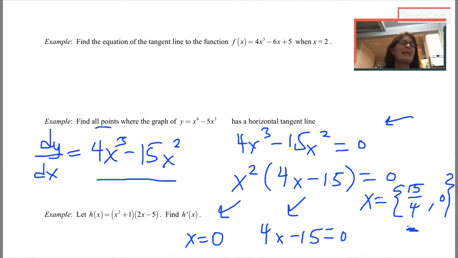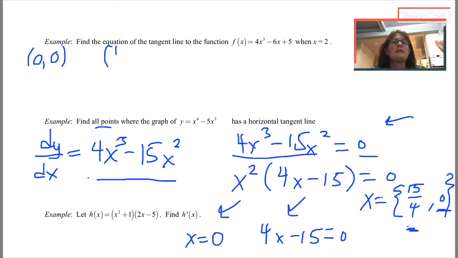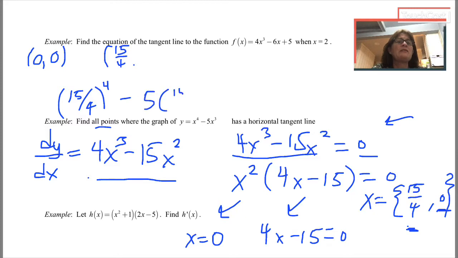So I'm going to start with letting x equal 0, because it looks like that's going to be pretty easy to compute. If x is 0, y is 0 to the fourth minus 5 times 0 cubed. So this function has a horizontal tangent at (0, 0). The 0 came from here, a place where the slope of the tangent was 0. And then I'm going to try this 15/4. Oh my gosh, do I really want to do this? The ordered pair is going to be 15/4, and the y coordinate is going to be 15/4 to the 4 minus 5 times 15/4 cubed.